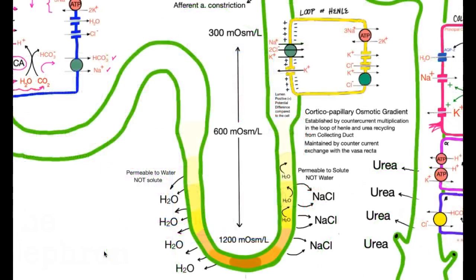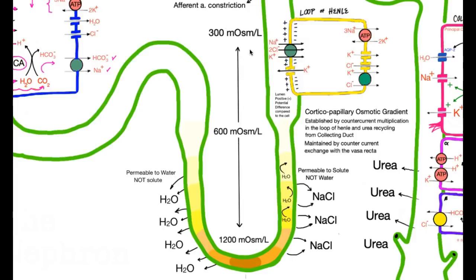Next, we're going to move to the loop of Henle. So right after the proximal tubule, we move to the loop of Henle. And just for ease of the diagram, this is sort of a more truncated appearance, but imagine this being much, much, much longer. And so here are some important concepts.